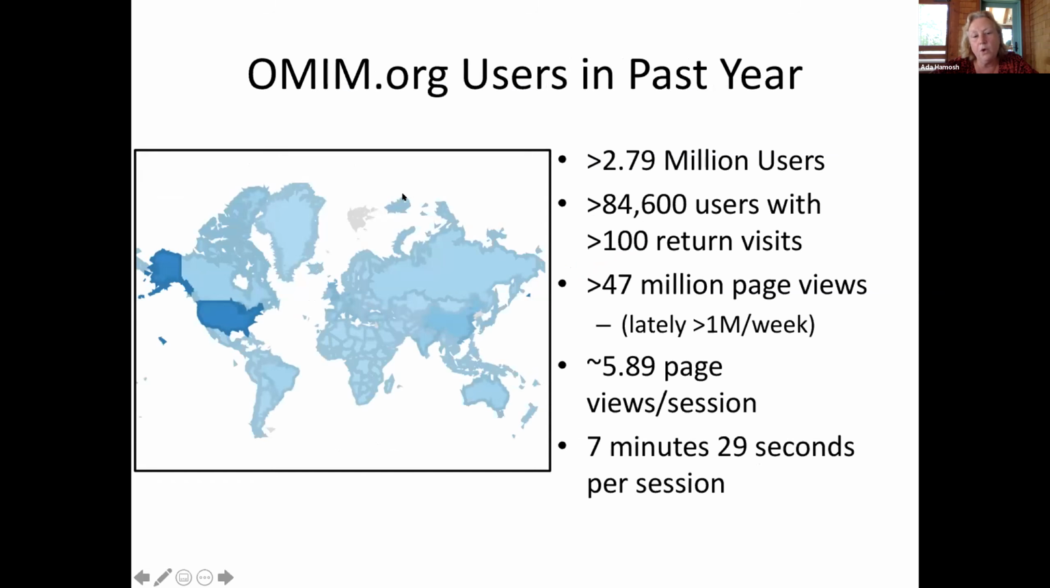Front-end users, there's a whole lot of you, and I think you guys are the heavy front-end users. So it's almost 2.8 million users a year. There were 84,600 people, or IP addresses. Okay, so maybe it's fewer than that, people with more than 100 return visits in a year. And there's 42,000 every week. So people live on OMIM, I guess.